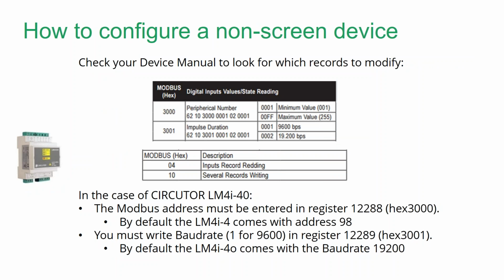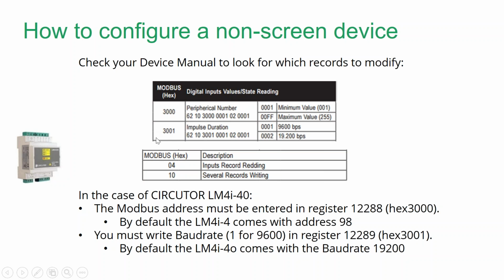Wow, again, this manual. Okay, I said you have to set the address and the baud rate of all devices. So here I can see the manual of this Circutor LM4I40, and the manual says that at register 3000 in hexadecimal notation, I can change the peripheral number, that is the Modbus address, and put it from 1 to 255. Okay, I just want to set it to 3.